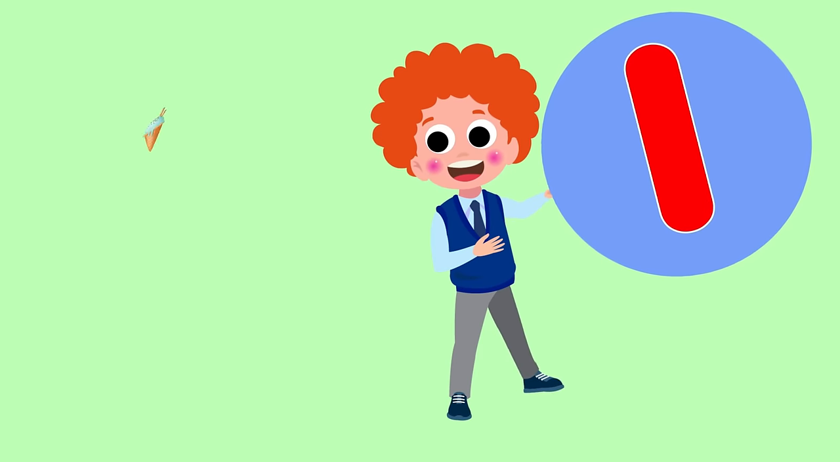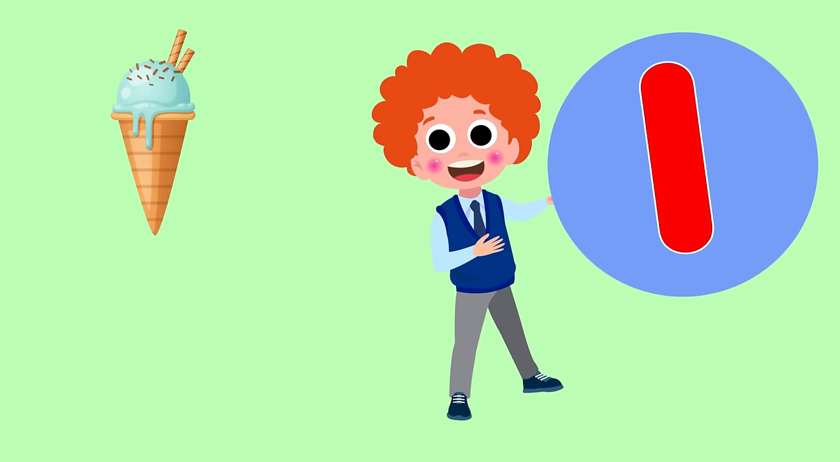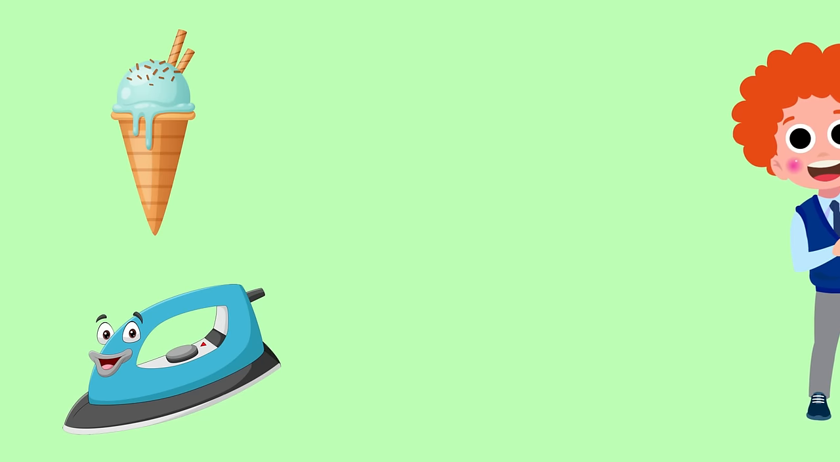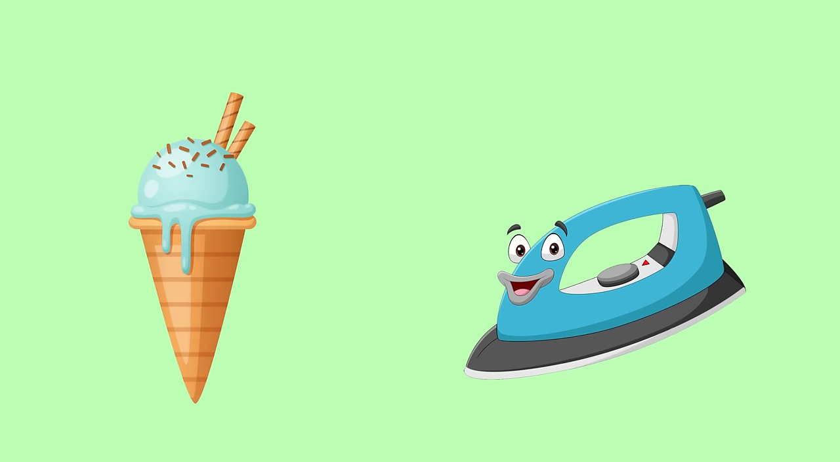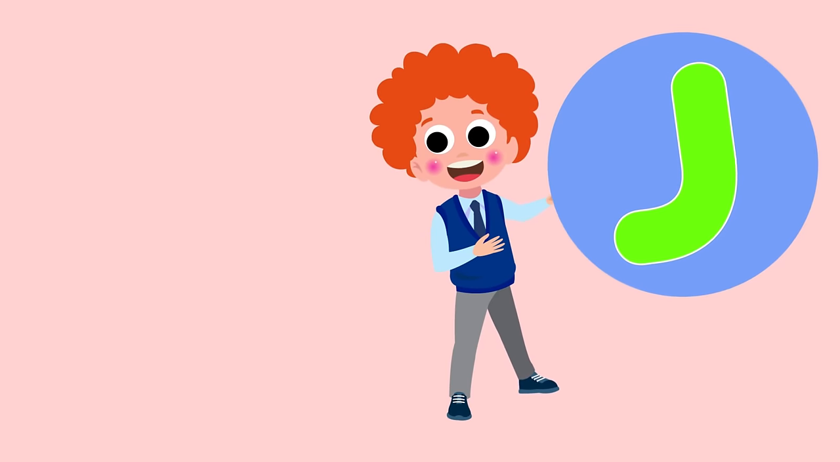I is for ice cream. I, ice cream. I is for iron. Iron. I is for I, ice cream. I is for iron. J is for jar.